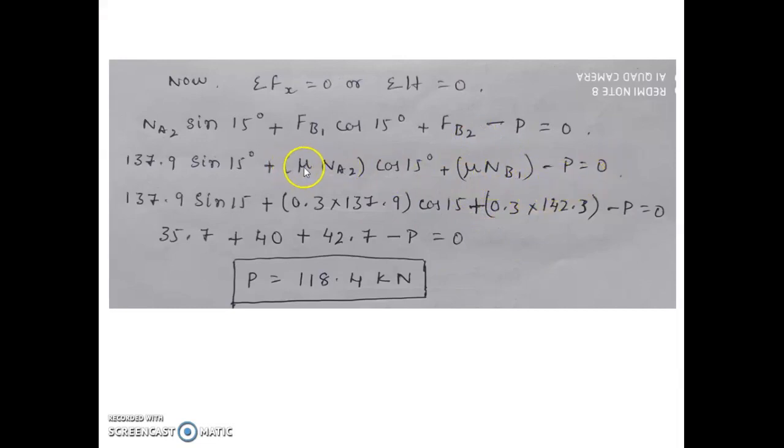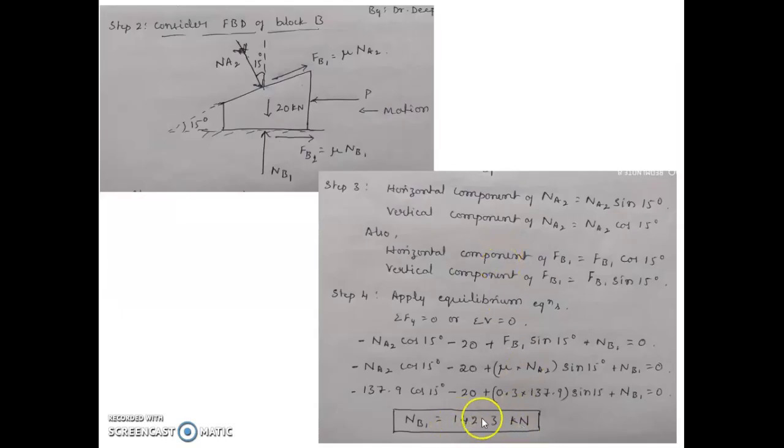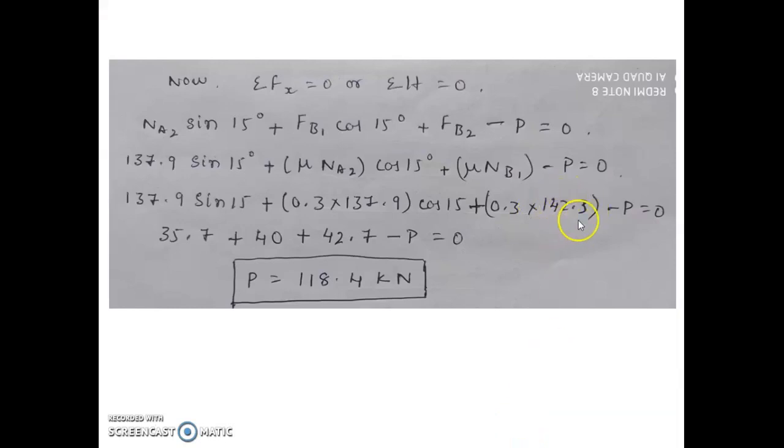Then I substituted the value of mu 0.3 and Na2 as 137.9 cos 15, mu again the same, as the coefficient of friction is the same for all the surfaces. It is given in the problem. Then NB1 here I found worked out to be 142.3 kilonewton. That one I substituted here, minus P is equal to 0. Then this simplifies to this form, and my pushing force on the wedge is equal to 118.4 kilonewton.